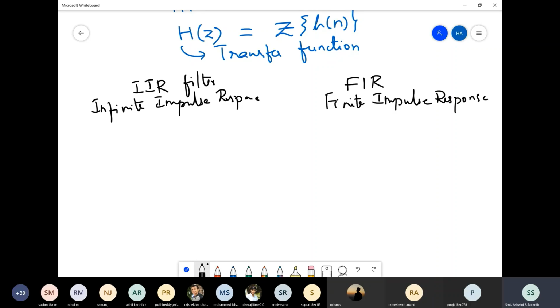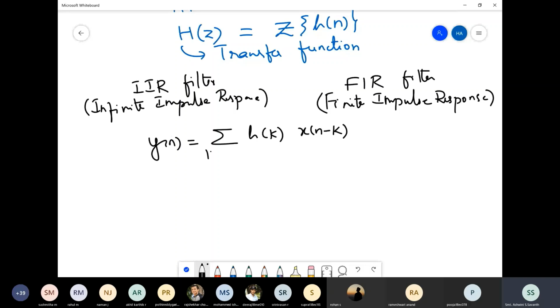Finite impulse response filter. So these are the two kinds of filters which we are interested in designing. So what are these FIR and IIR filters? Now we know the formula for convolution, right? So what is that? y of n is summation h of k, x of n minus k, k from minus infinity to plus infinity. So why am I talking about convolution?